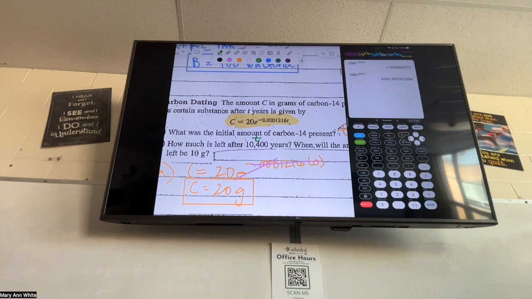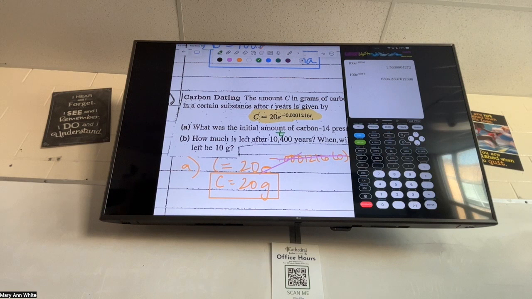Now, the second part, which we'll do together, but where will the 10 go if I want to find out how many years it takes to get 10 grams? Like Y, C, whatever Y is. So it will be on the other side of the equal sign, which in this problem is C. So let's solve with the 10,400 first. We'll plug and chug that in the calculator, and then we'll figure out how to do the 10 gram one.